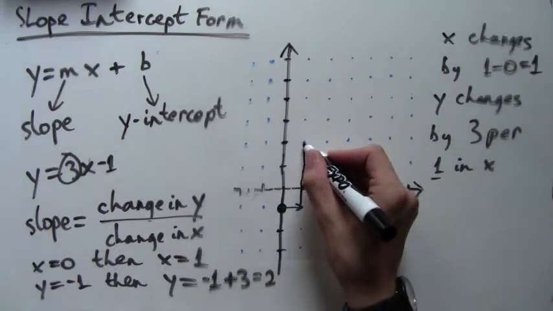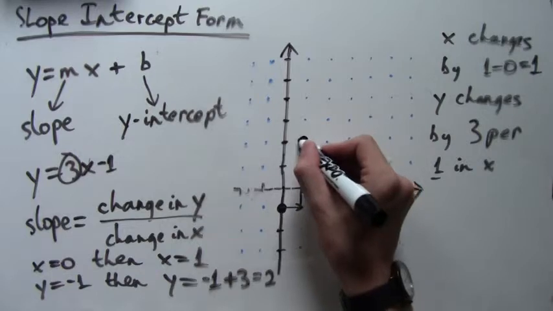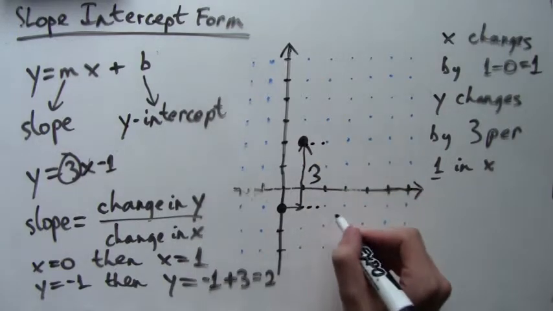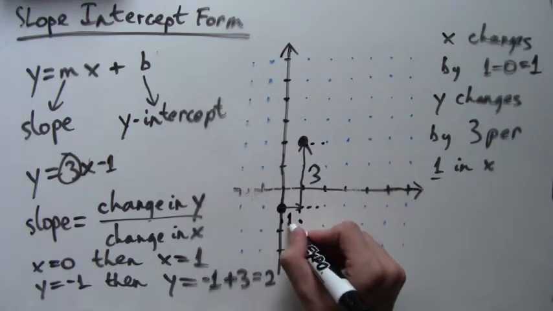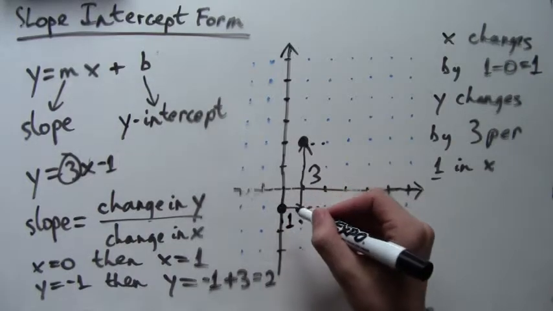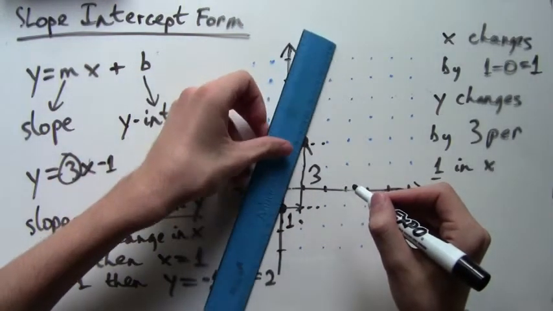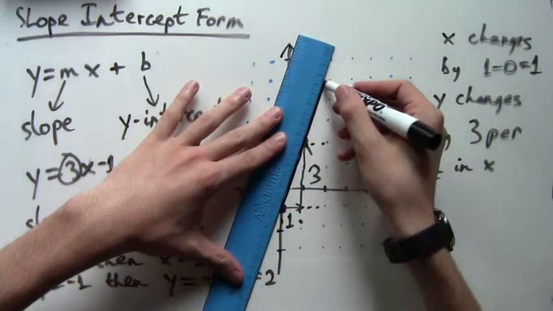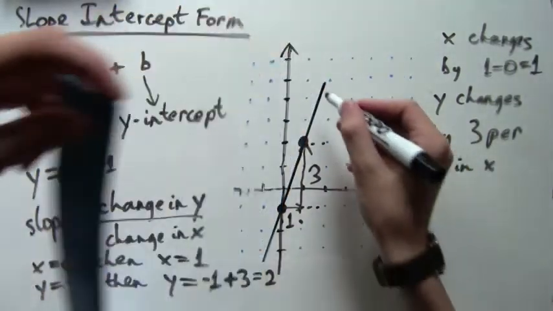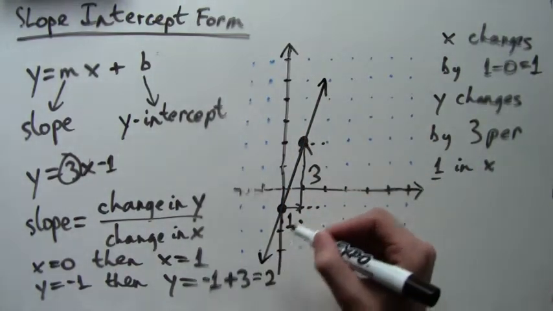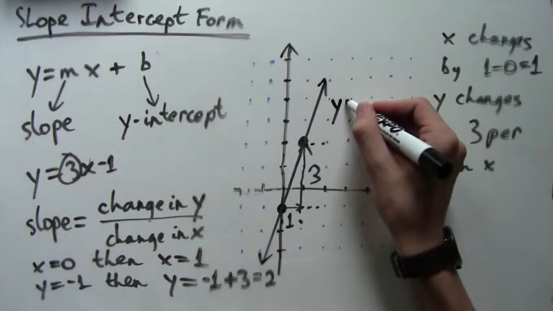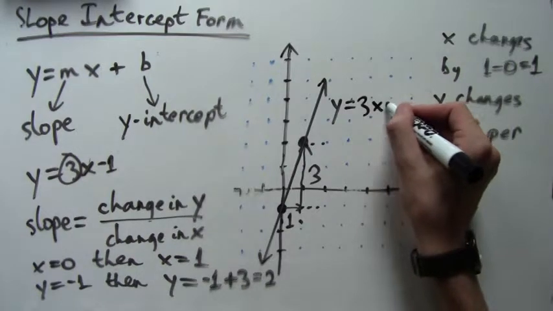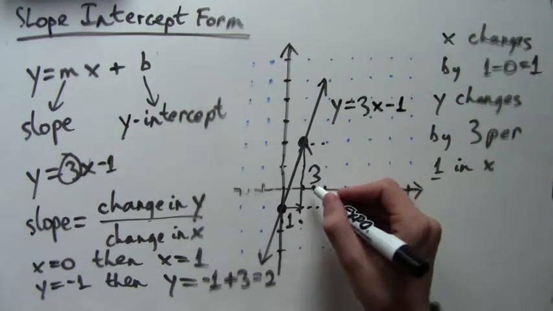Graphically, we can see this as a shift of 1 to the right, causing a shift of 3 up. This is what is referred to as rise over run, another way of writing down slope. We have risen 3, and the run was 1, so the slope is 3, which is correct. Thus, our second point is on the line, and connecting them with a ruler gives us our linear plot. Next, we just label our function y = 3x - 1.